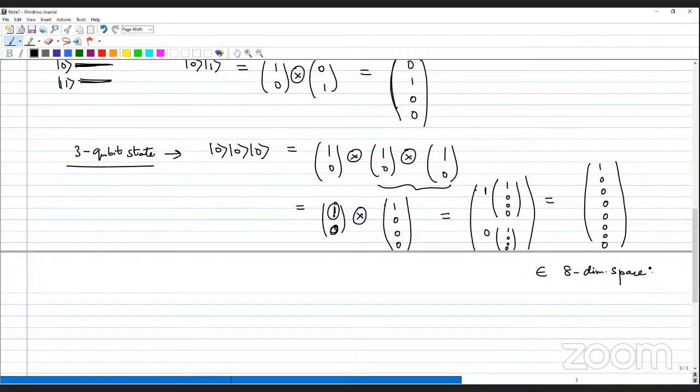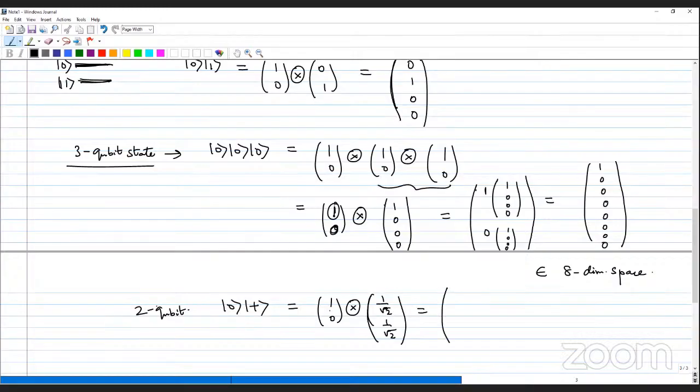You can work out similar products, like 0 tensor plus, for example. Anu, I think this is the last example I will do. We're back to the 2 qubit scenario. Recall that 0 is just 1 0. Tensor plus, which is 1 over root 2, 0 plus 1, so it becomes 1 by root 2, 1 by root 2. Then you multiply 1 with this entire column vector, and 0 with the entire column vector. So this becomes 1 by root 2, 1 by root 2, 0, 0. I hope this clarifies the idea of the tensor product and how to represent states of multi-qubit systems as column vectors.